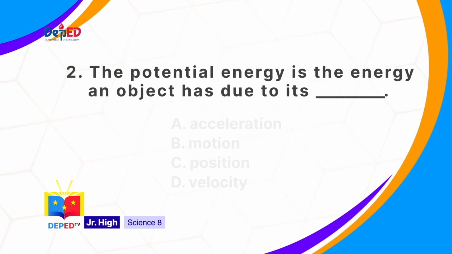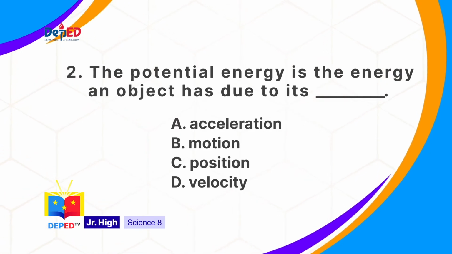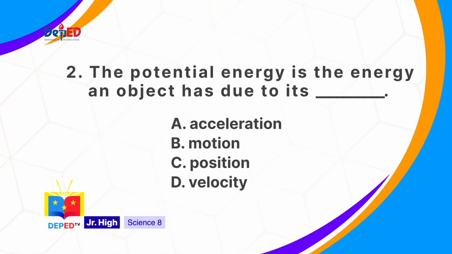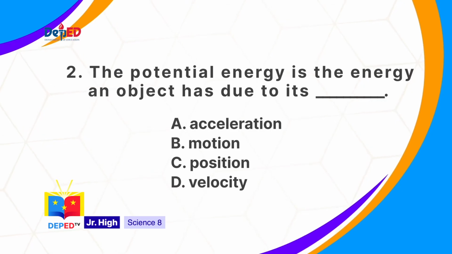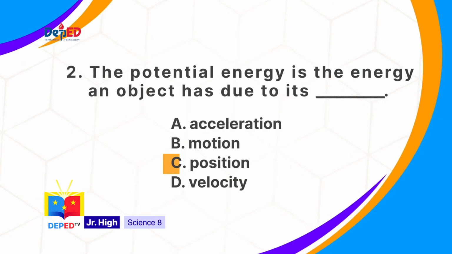The potential energy is the energy an object has due to its: A, acceleration. B, motion. C, position. Or D, velocity? The answer is C, position.